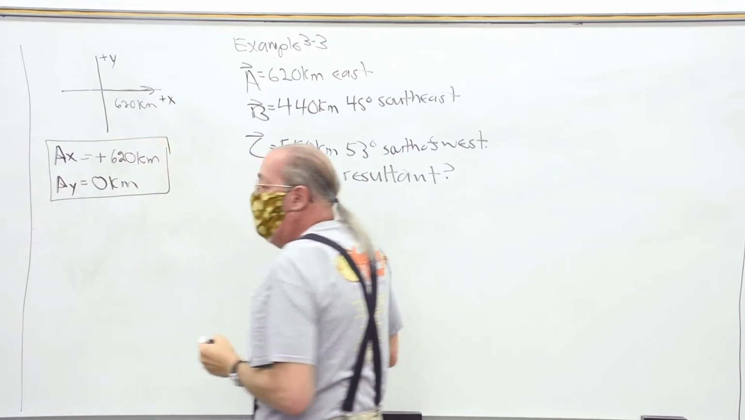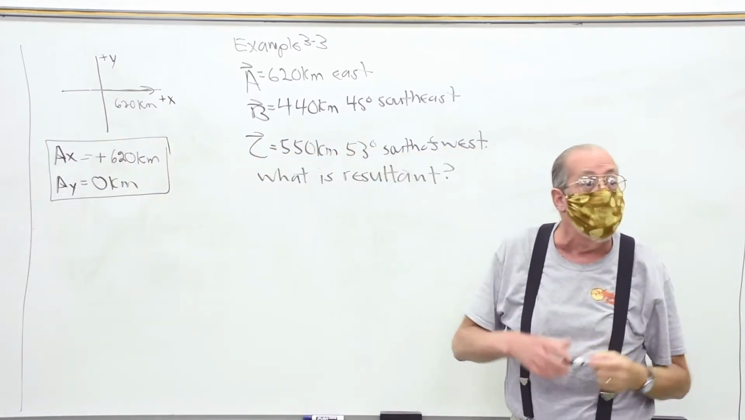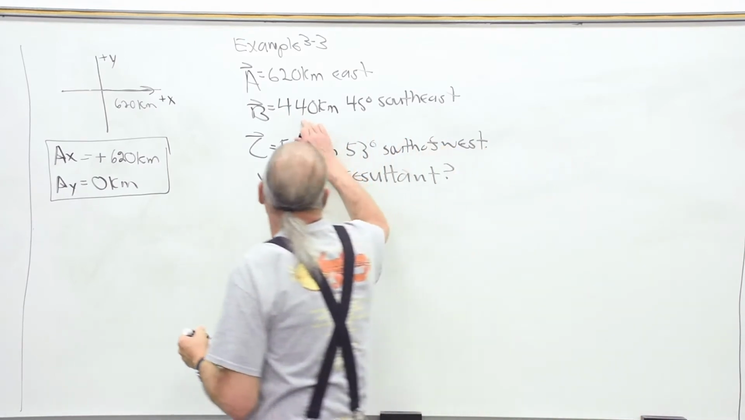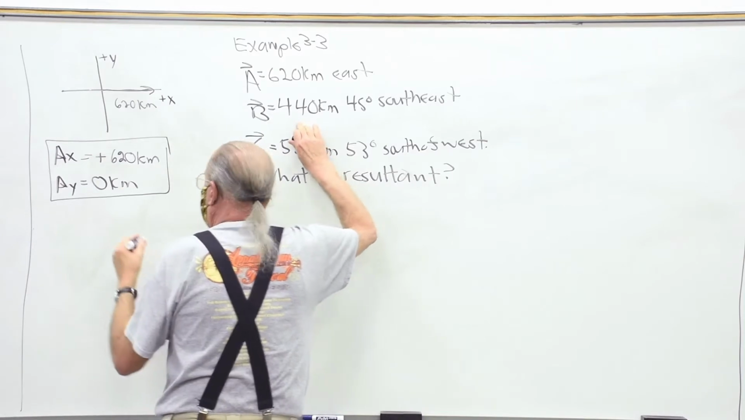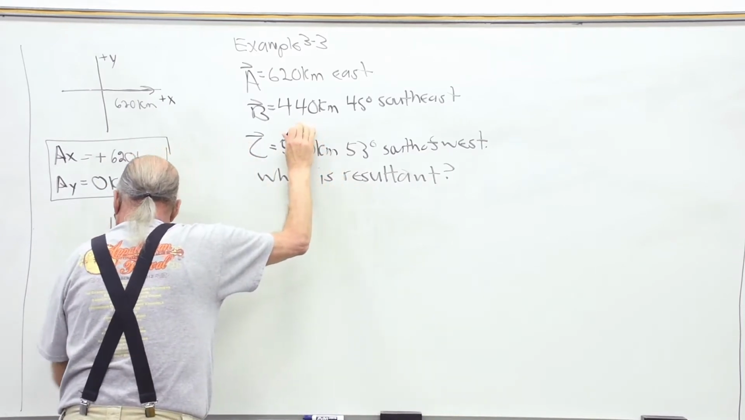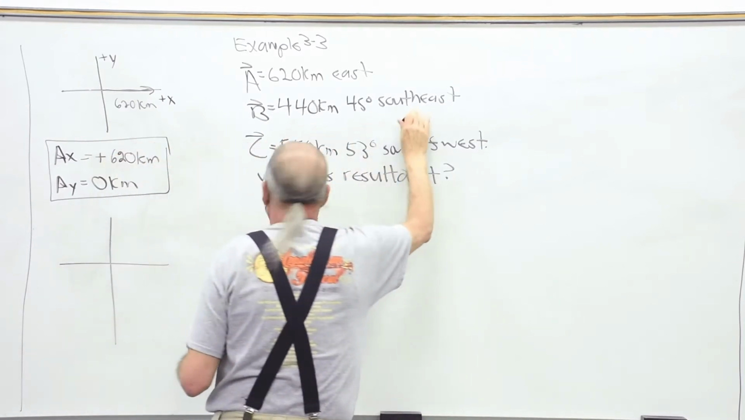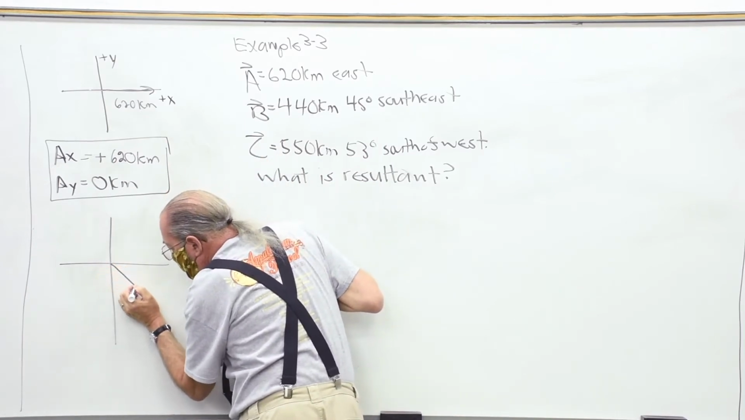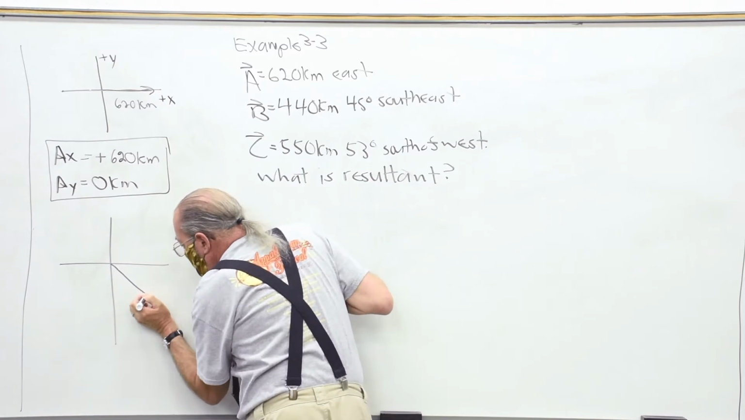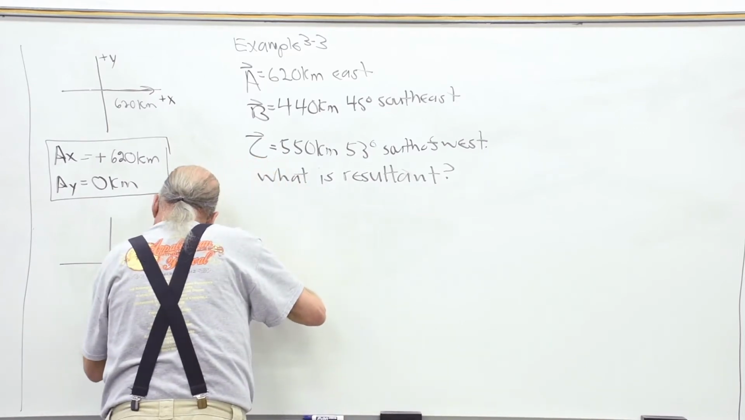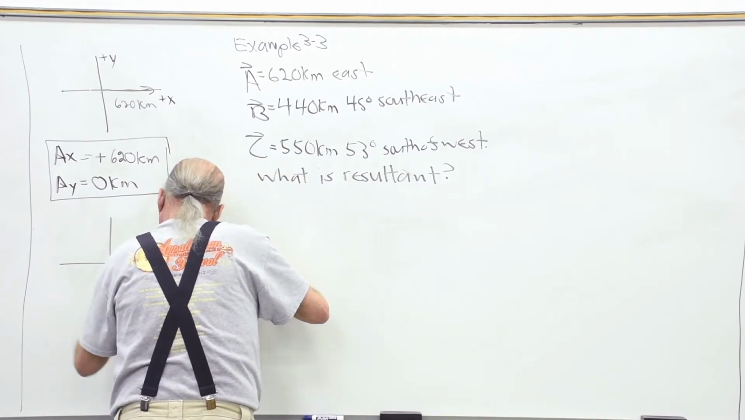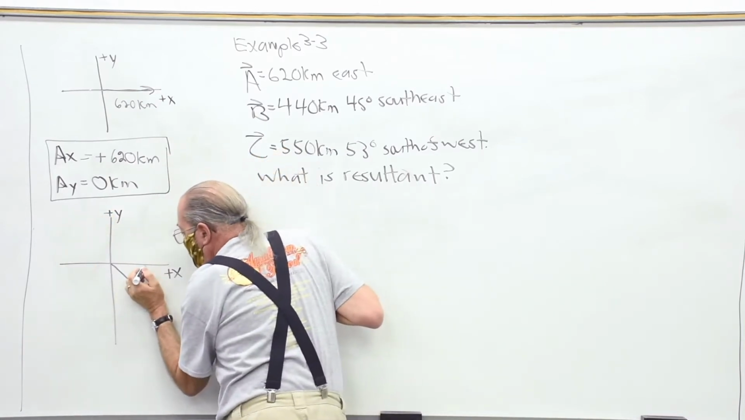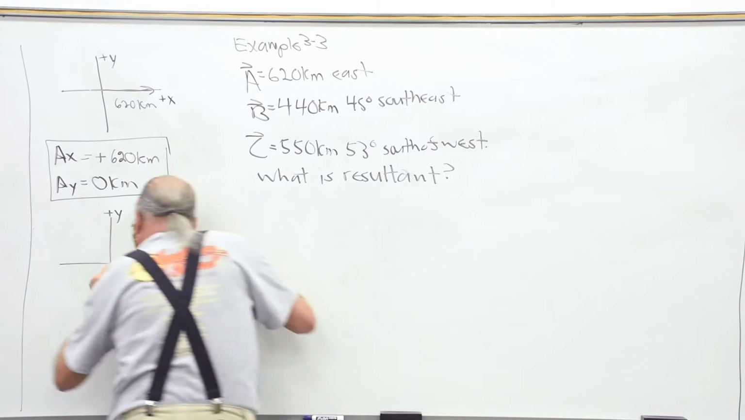To add vectors, you must first find their components. Let's draw the second one. 440 kilometers southeast. Now, southeast means exactly 45 degrees down from east. This is 45 degrees.